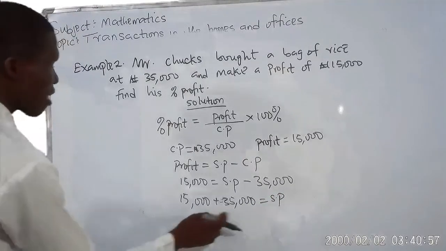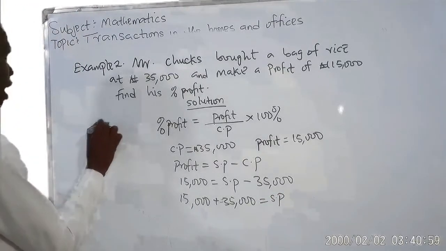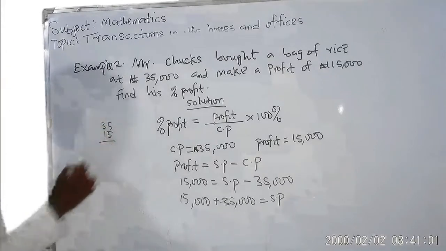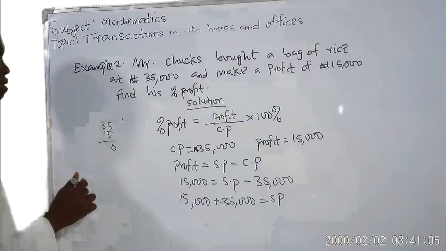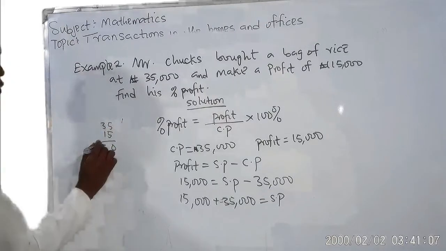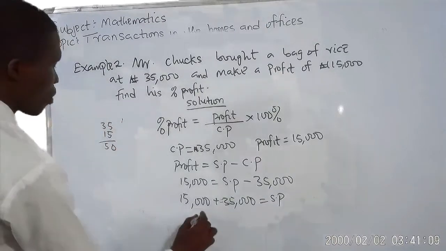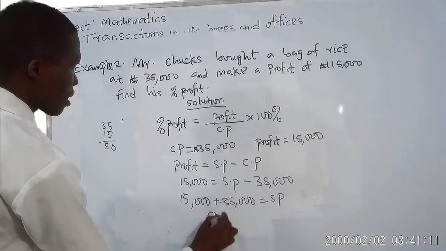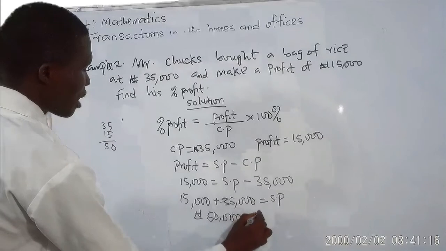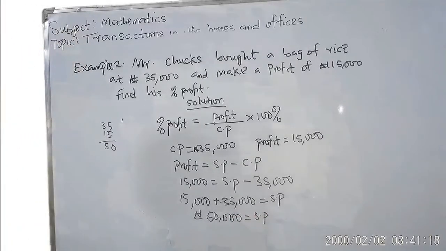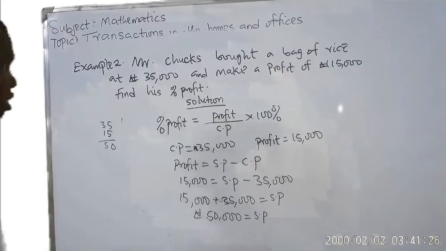Therefore, add this together, we have 35 and 15. 5 plus 5 will give us 0, carry 1. 3 plus 1 will give us 4, plus 1 will give us 5. So this will give us 50,000 naira. That will be the selling price. Now, to find the percentage profit, there is something you need to do here.